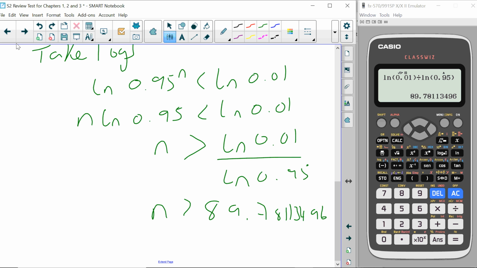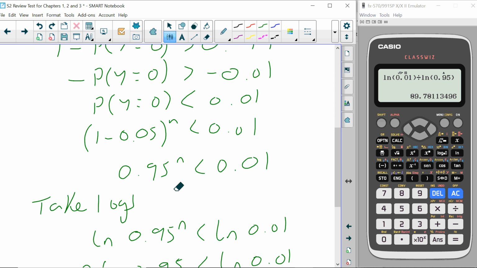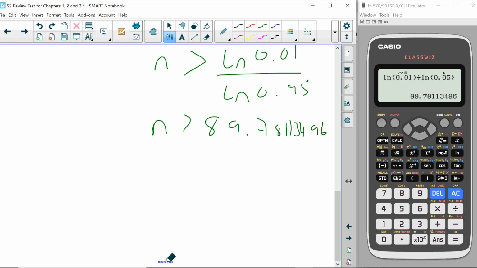89.78113496. Now, because this is a discrete distribution, the binomial distribution, we know that we can only have integer values of n. So because n must be greater than 89.7, we have to round up. Even if the inequality would have originally been the other way around, for example, we would have still rounded up in this case. Even if the number was not normally one that would round up to 90, because the inequality says that we're greater than, we have to have n equal to 90 here. Okay, we have to round up because our inequality tells us to do so.